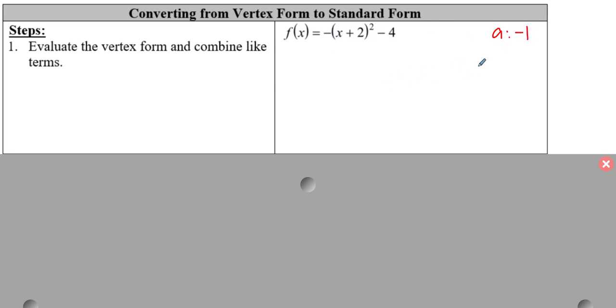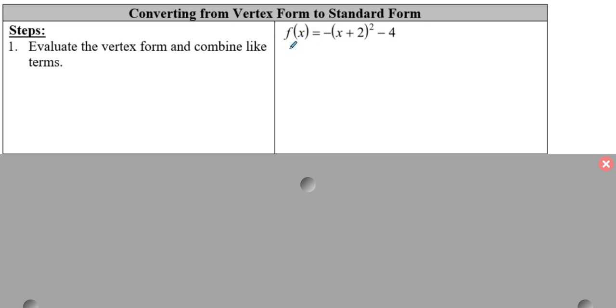What is my h value, right, in vertex form? My h value is actually -2, and my k value is -4, right? So my vertex would have been (-2, -4). Because remember, this -4, the y value, that rings true. Whatever you see here is the opposite inside of your vertex. So that can be kind of fun to do. We're going to see that a little bit later on.